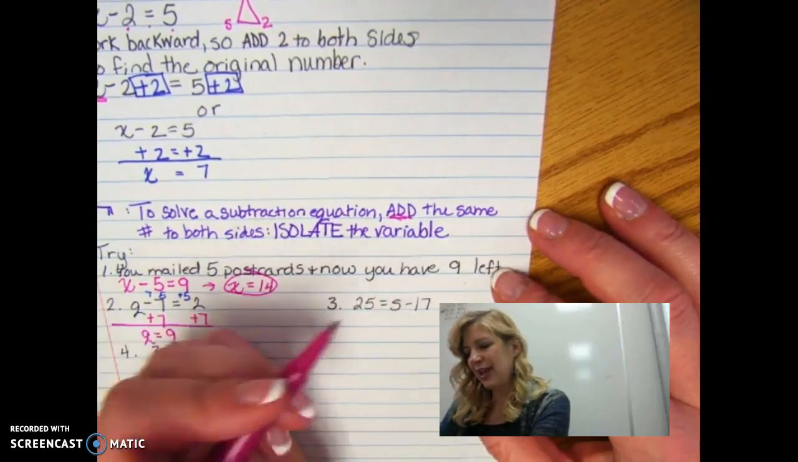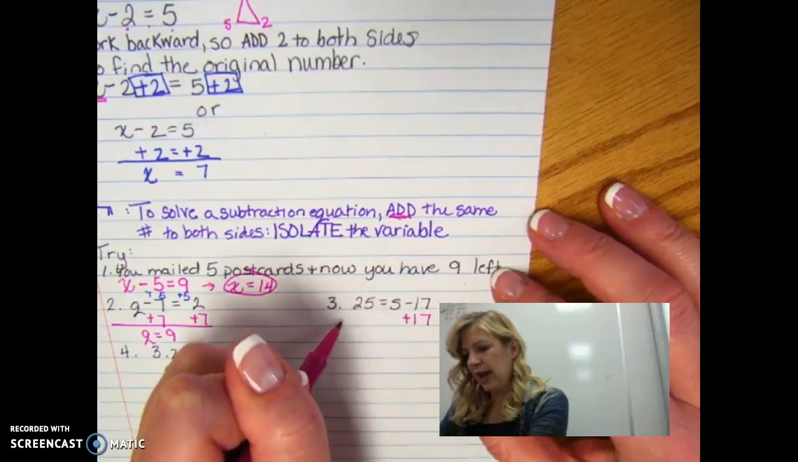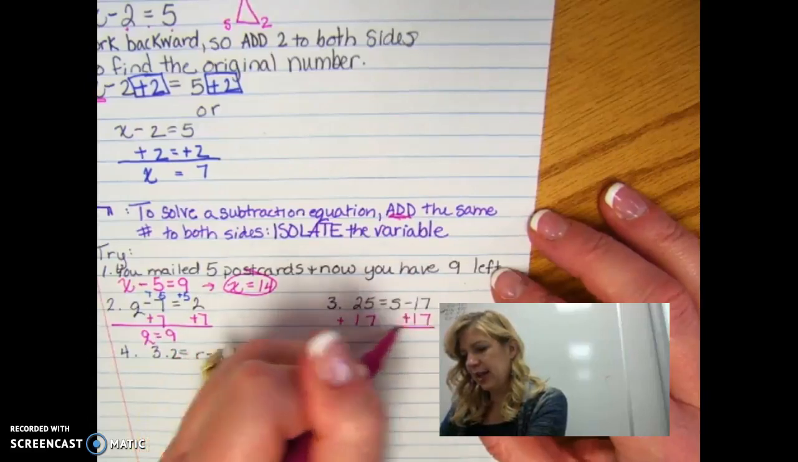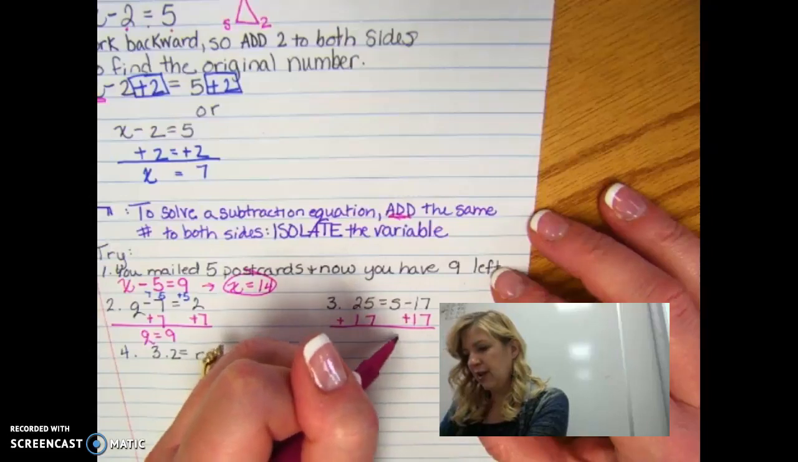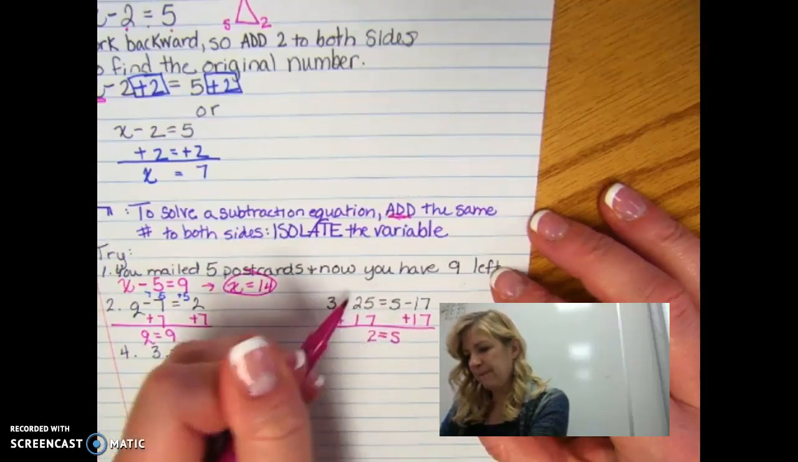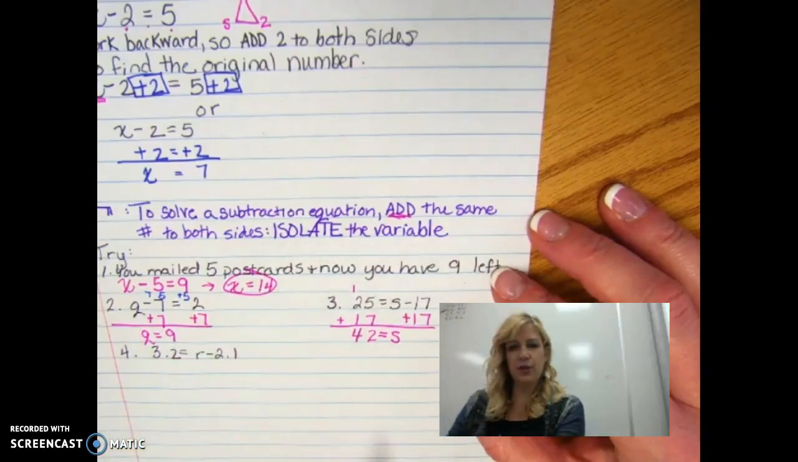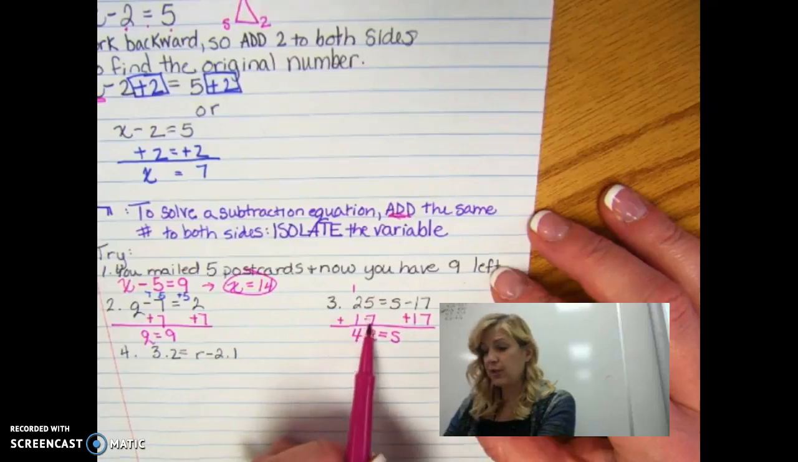All right. So in this case, we're going to add a 17 to this side. We're going to add a 17 to this side. This is going to zero out, so you're just going to have s. You should get 42 equals s, or s equals 42.